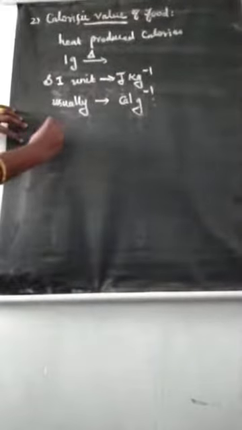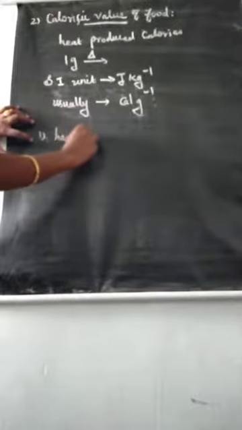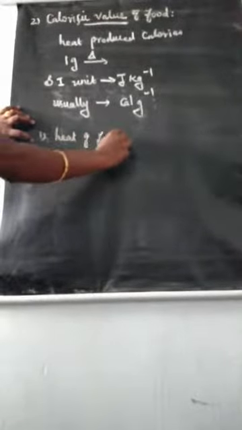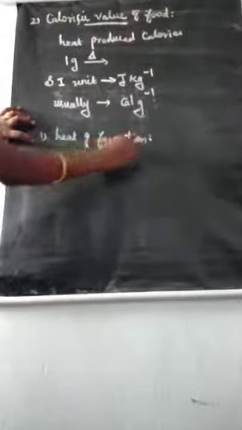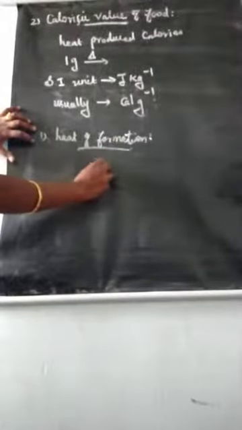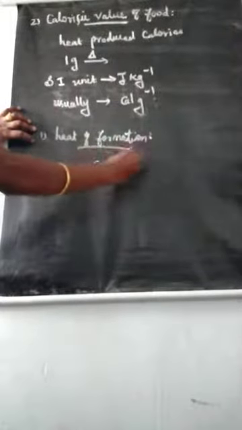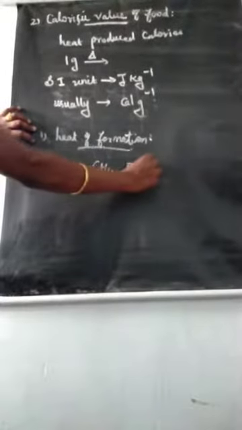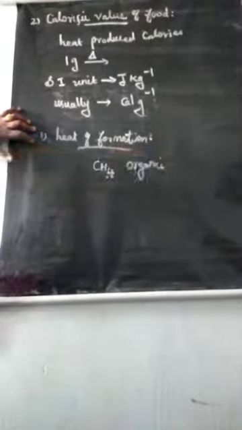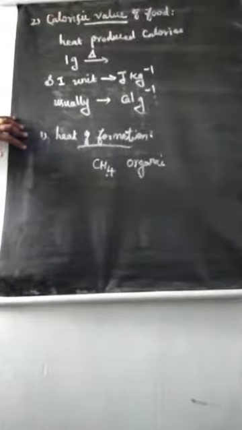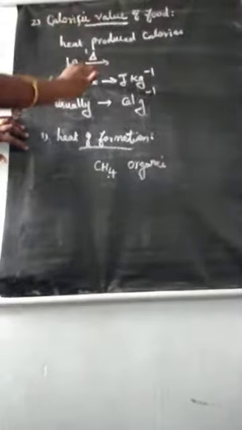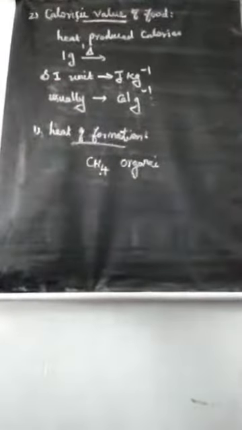Understand? And totally 2 applications we learned. First one, calculation of heat of formation. There we learned we can calculate the heat of formation of organic compounds from the heat of formation of some other compounds. Then the second application, calorific value of food. There we learned what is meant by calorie, then the SI unit and usual unit. So these are the applications of heat of combustion. Understand this topic?